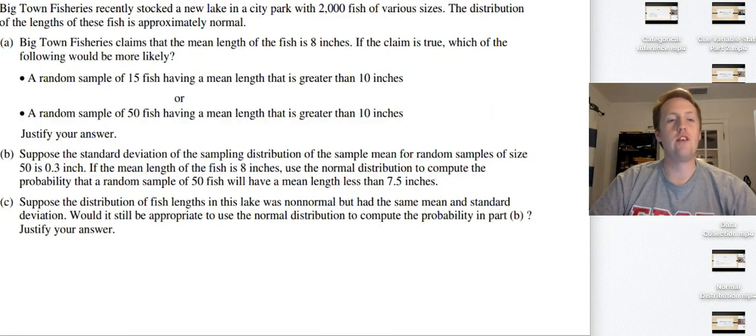Big Town Fisheries. We recently stocked a new lake in a city park with 2,000 fish of various sizes. The distribution of the lengths of these fish is approximately normal. We're only going to do part A on this slide. I've got parts B and C on other slides. Big Town Fisheries claims that the mean length of the fish is 8 inches. If the claim is true, which of the following would be more likely?